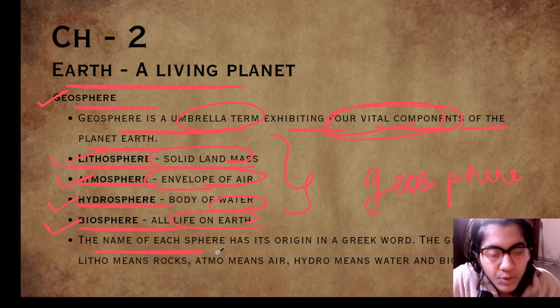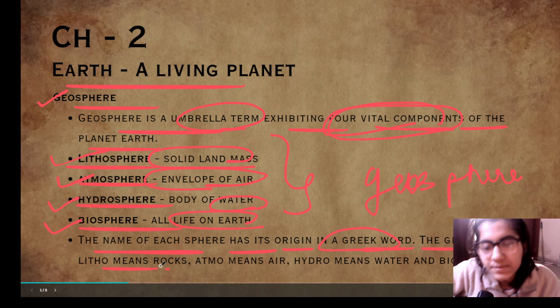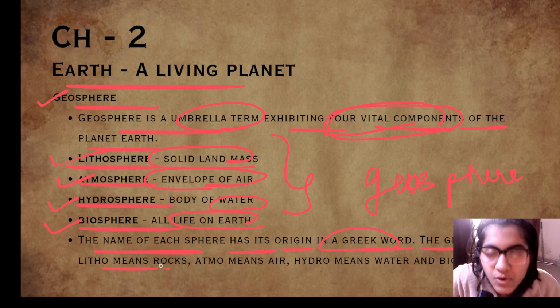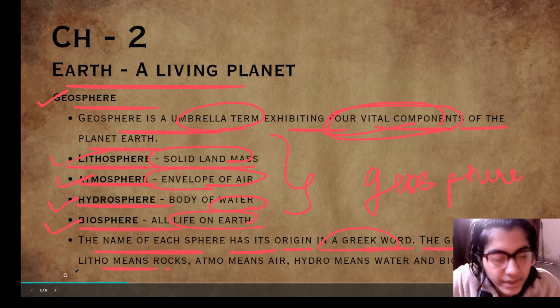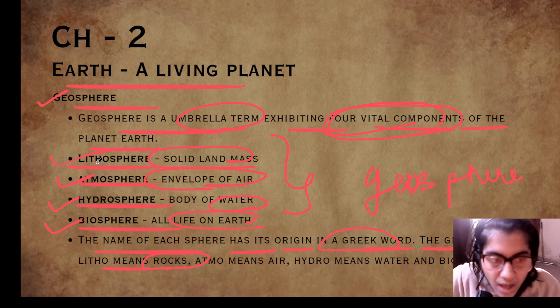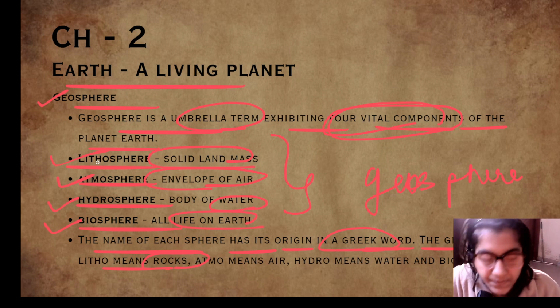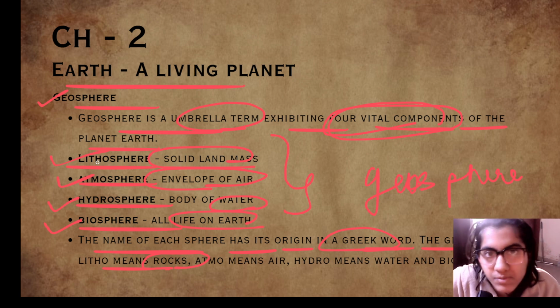The name of each sphere has its origin in a Greek word. For example, the Greek word litho means rocks, so in lithosphere, litho means rocks. In atmosphere, atmo means air. In hydrosphere, hydros means water, and in biosphere, bio means life. So all these sphere names originated from the Greek dictionary.